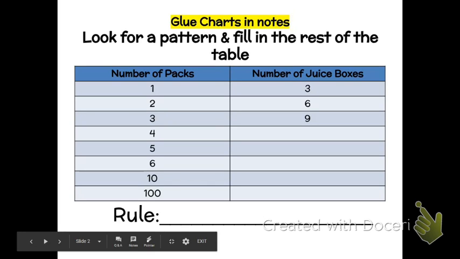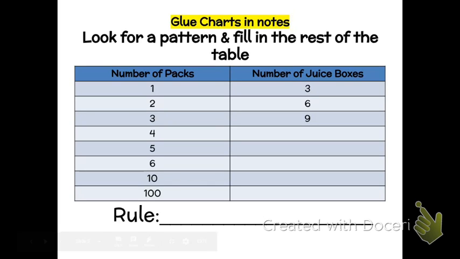The first chart we're going to look at is the one with number of packs and number of juice boxes. For this one, we will be looking for a pattern and filling in the rest of our table. Our patterns for today are part of what we call input-output tables. We have information here, and we have to do something to this number in order to find this number. Whatever we do to one must be able to be done to all of them, just like we talked about with rules. We will be coming up with our rule today.